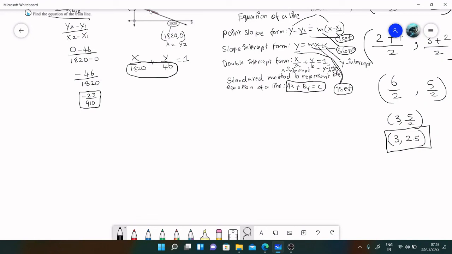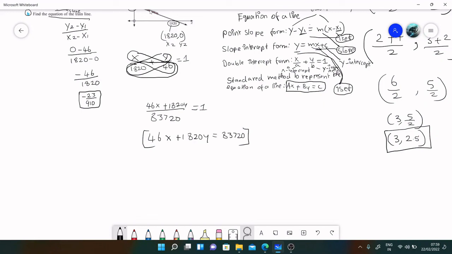That's going to give us 83720. To find our numerator, we need to multiply x with 46 and y with 1820. So 46x plus 1820y equals 83720. This is your final answer. This is the equation of the line.